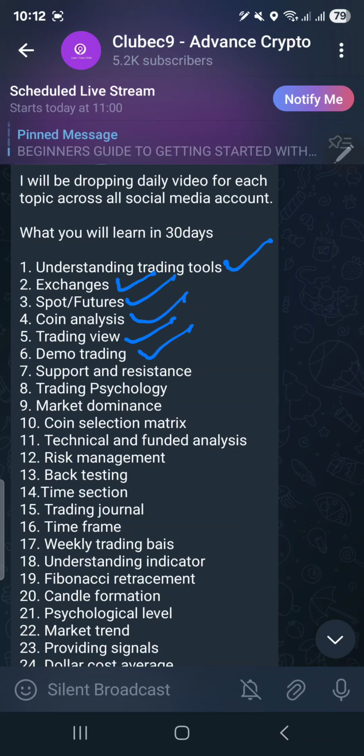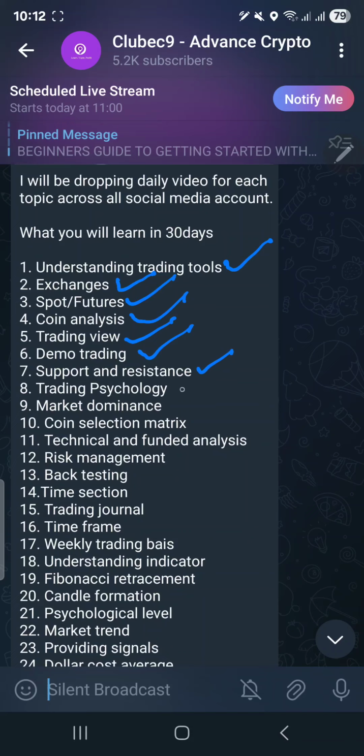Then we have support and resistance. This is also very essential because when it comes to trading in whole, doing analysis, these are very important things to know. And I have already created a topic for this. So that's number 7, support and resistance.